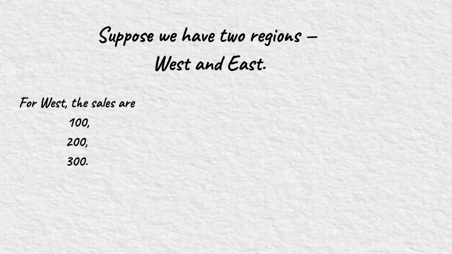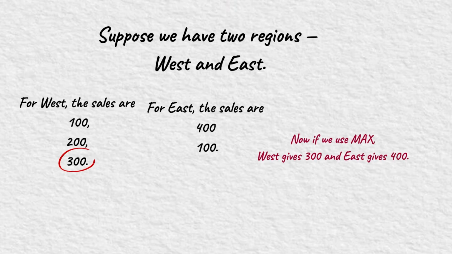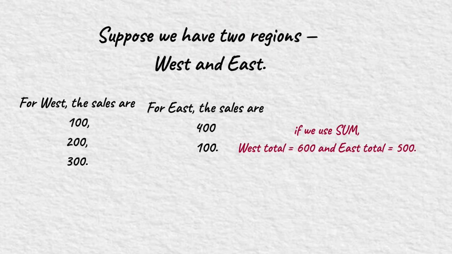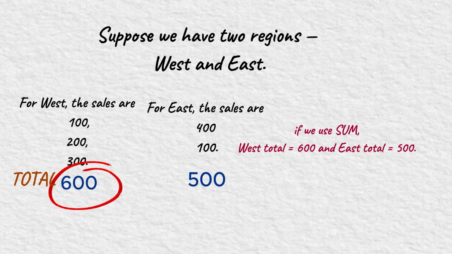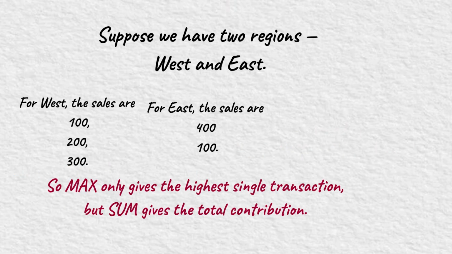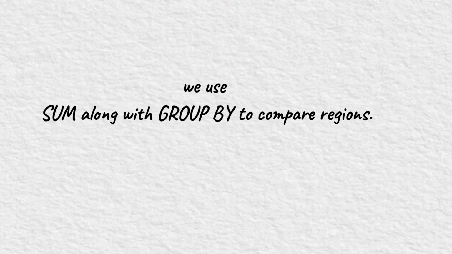Suppose for the west we have sales like 100, 200, 300, and for east the sales are 400 and 100. Now if you use max, west gives 300 and east gives you 400, so it looks like east is higher. But if you use sum, west total is 600 and east total is 500. Now we can clearly see that west actually generates more overall sales. So maximum only gives the highest single transaction, but sum gives you the total contribution. Since the question asks which region generates the highest sales, we use sum along with group by to compare regions. Hope you got this.